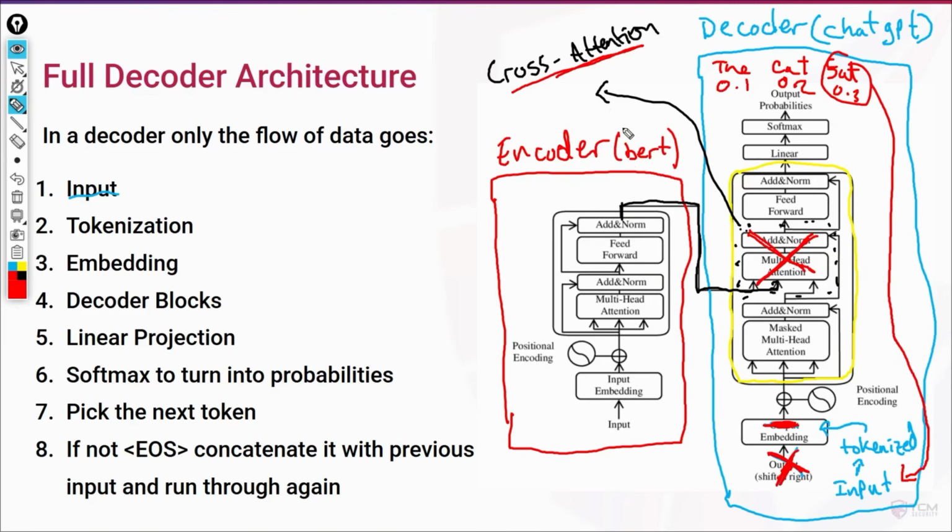So that goes over the full decoder architecture. And we also threw in a little bit there about how encoders work and how they work on their own as well. That's going to wrap up this lesson here. I will see you over in the next one.